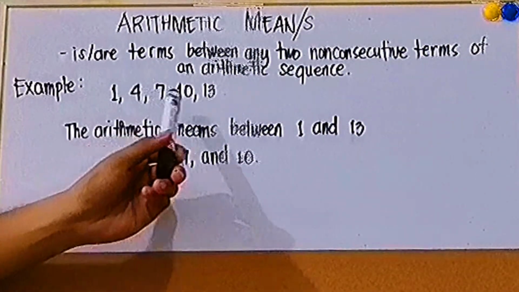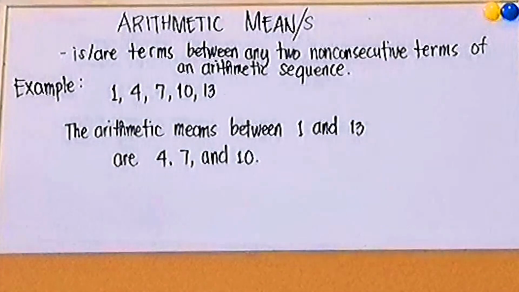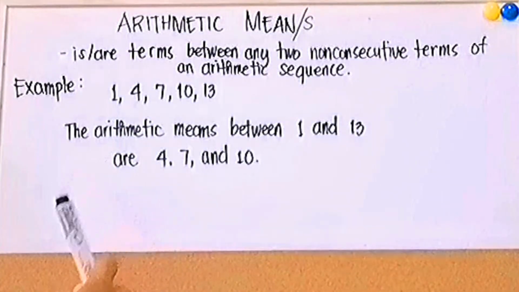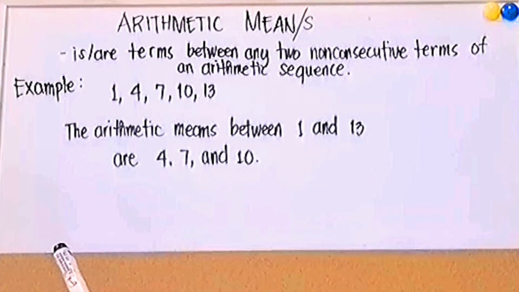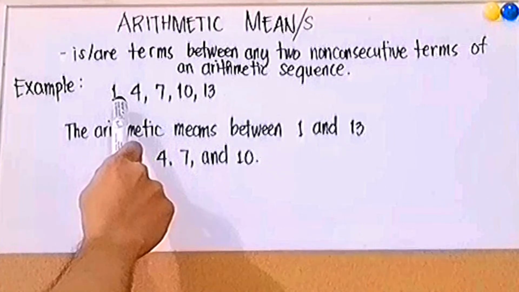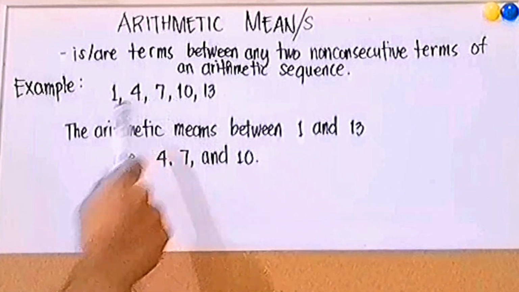Now, to know what is arithmetic means, let's have this example. 1, 4, 7, 10, 13. The arithmetic means between 1 and 13 are 4, 7, and 10. So, the terms between 1 and 13 are called arithmetic means.